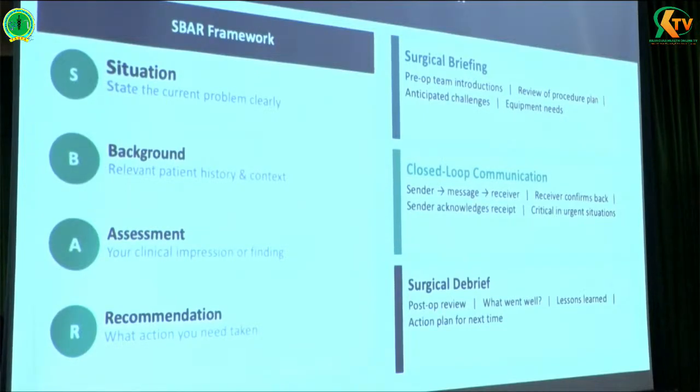Also, in good communication, we need to have a surgical briefing. How many of you are doing surgical briefing? Okay. This we need to do pre-op, team introduction, anticipating challenges, because you're doing a visit, right? So if you are doing a visit, it means you see the patient.